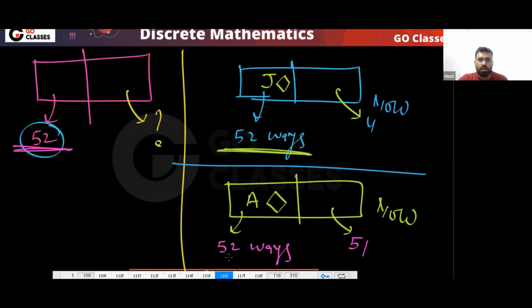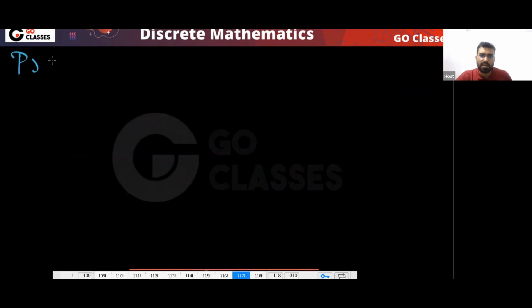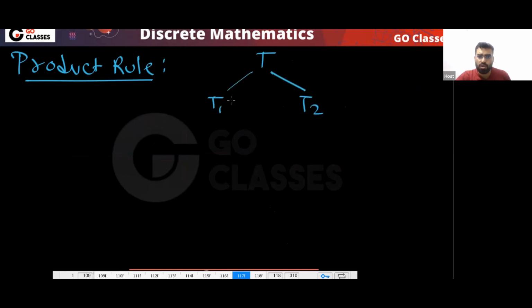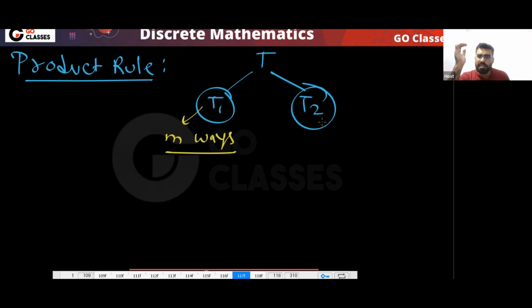So the product rule you cannot apply, because remember, product rule, very important thing. If anyone understands this, then 90% of these combinatorics you will understand. In product rule, remember, you have two tasks, T1 and T2. Remember this point, that for every way in T1, let's assume there are m ways.